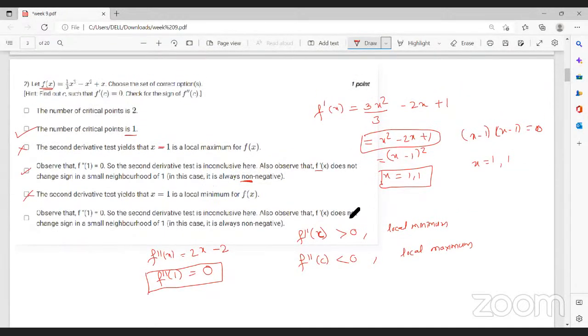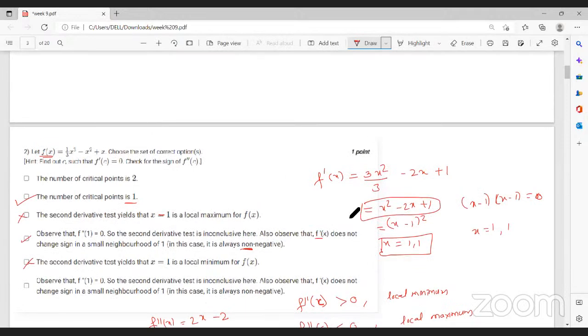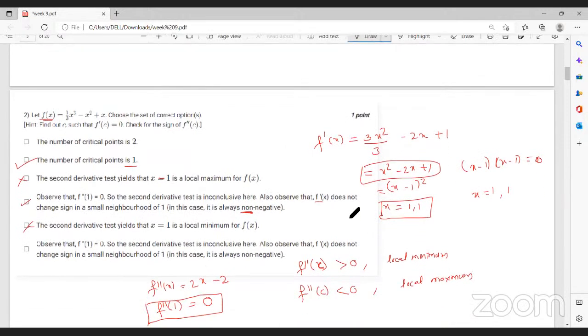So f dash of x does not change sign in a small neighborhood of 1; it is always non-negative. So this function will always be non-negative, right? We have been given the domain.